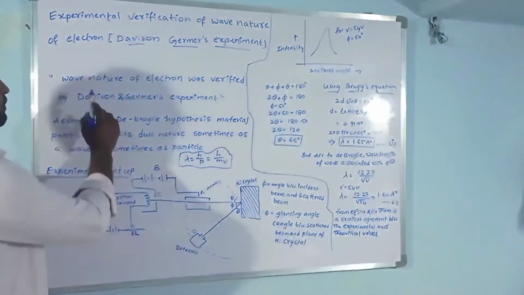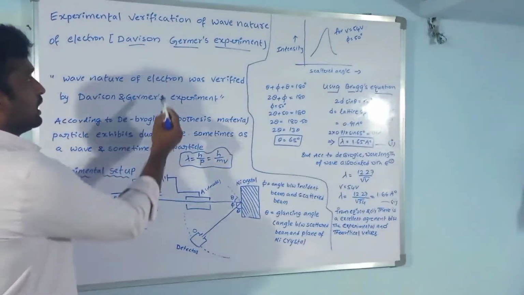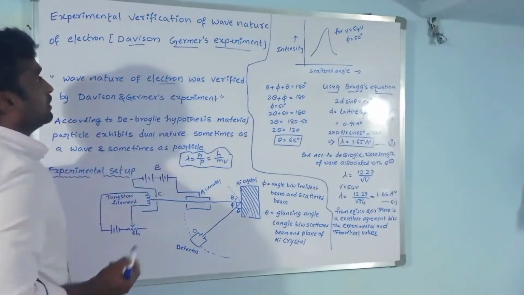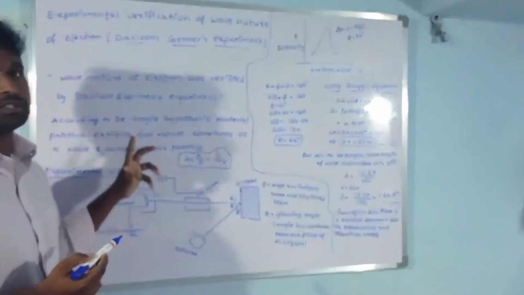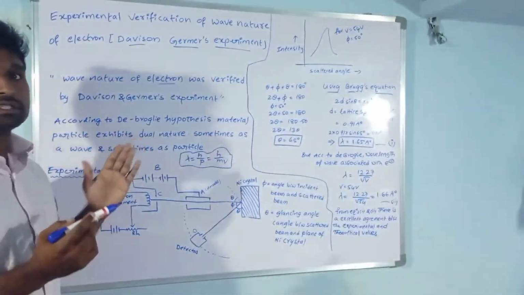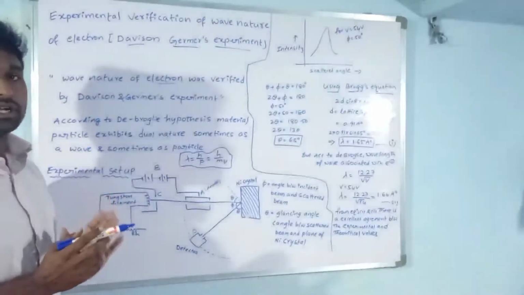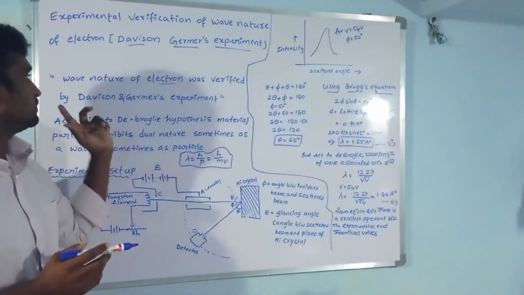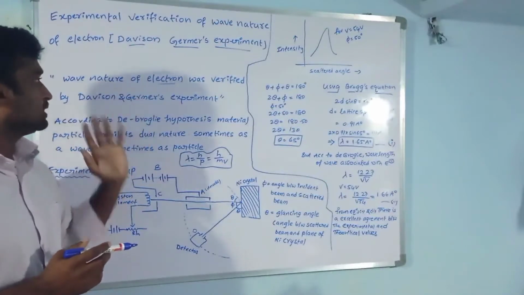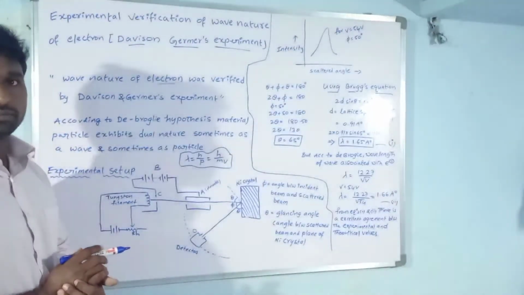So, the wave nature of the electron. Electron is matter. When the electron is moving, it is associated with, or surrounded by, some wave. That is called matter wave. The wave nature of the electron was verified by Davisson-Germer's experiment.